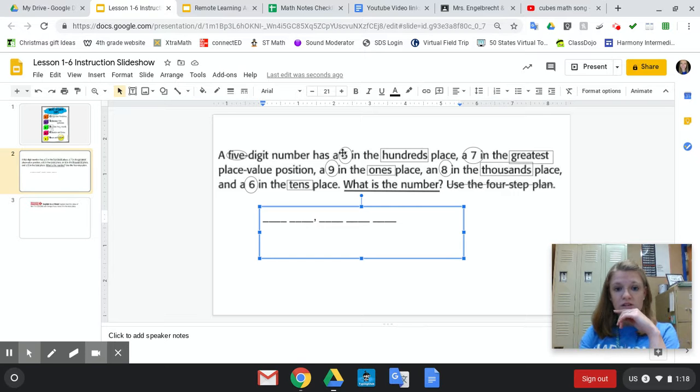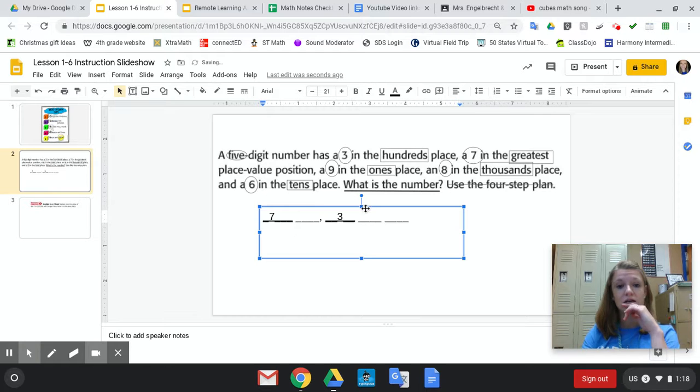So there's a 3 in the hundreds place. Well, the hundreds place is here, so I'm going to put my 3 there. Okay, that one's done. A 7 in the greatest place value position. Well, if I know that this is the ones place, then I know the very opposite would be the greatest place value, okay? The one with the most value to it. So there's a 7 there, so I can put that there.